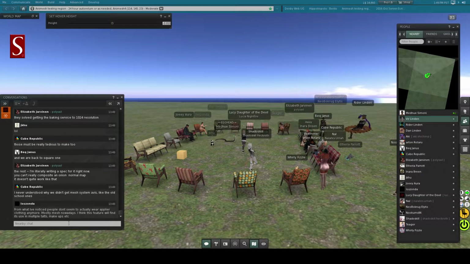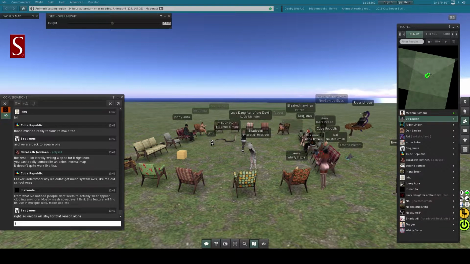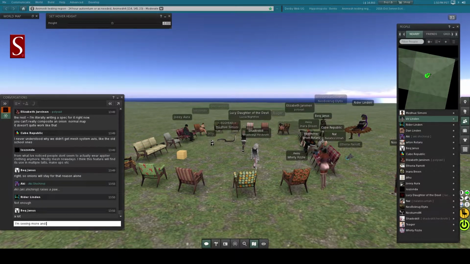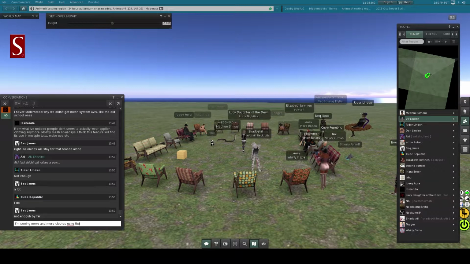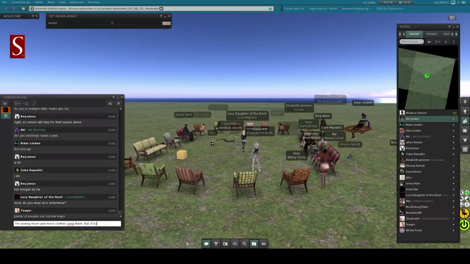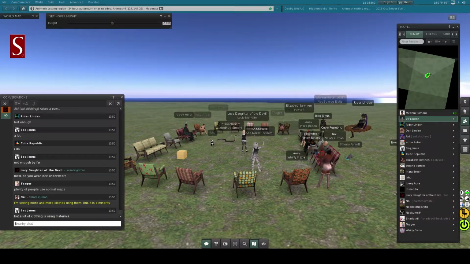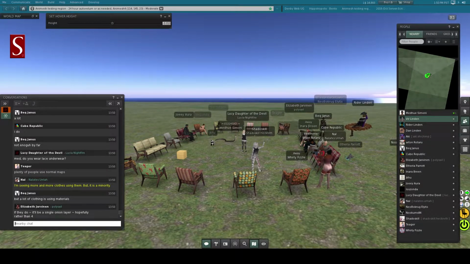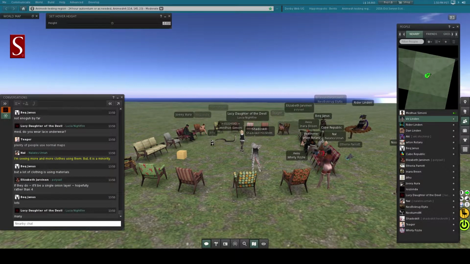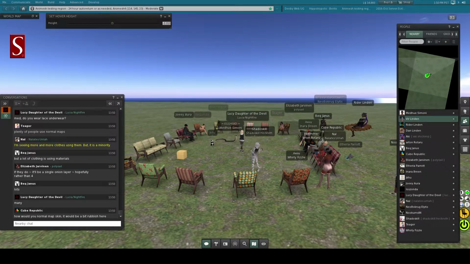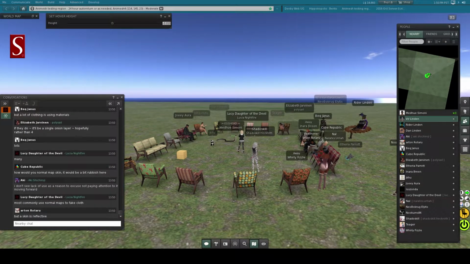Use normal maps. Maybe I should rephrase. How many people that make things for the avatar or any of these other mesh avatars use normal maps? Heck, skin is probably the most important.